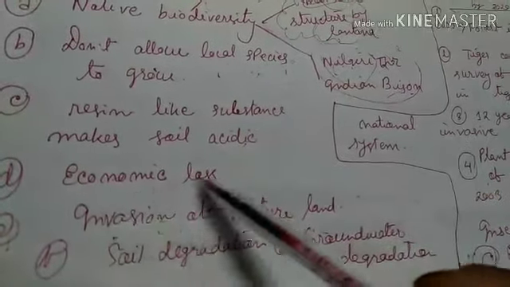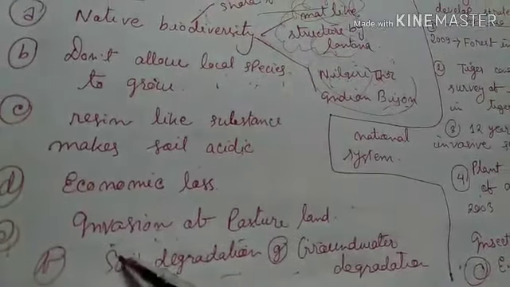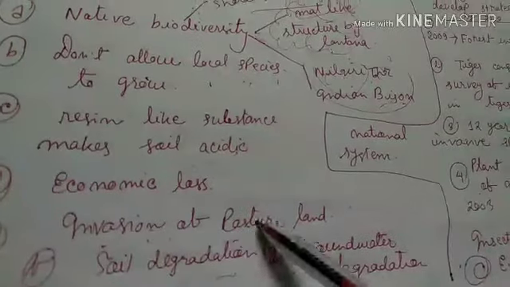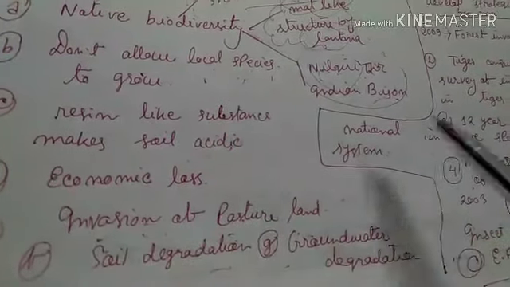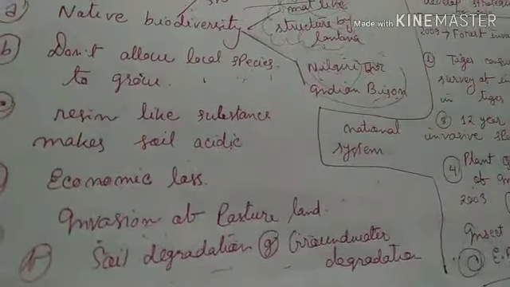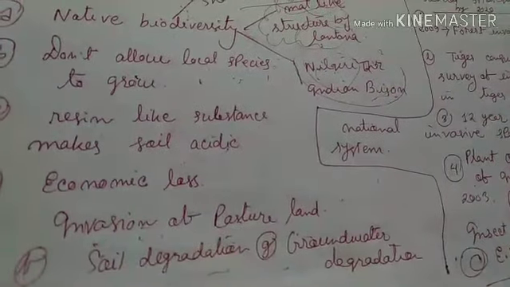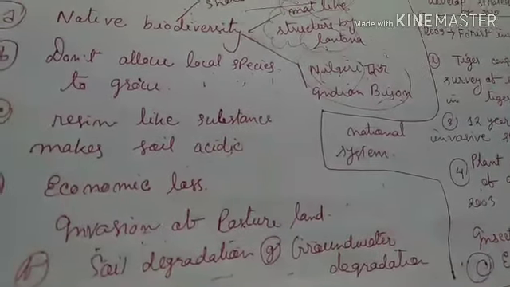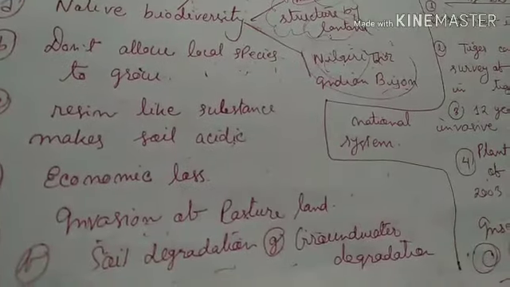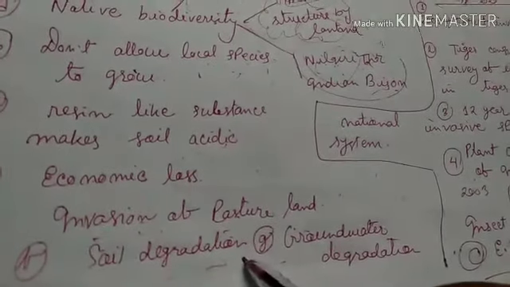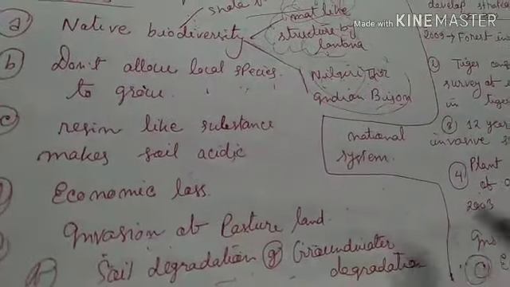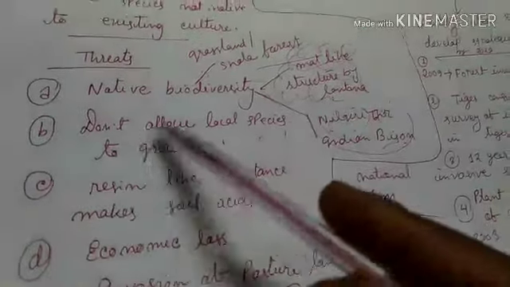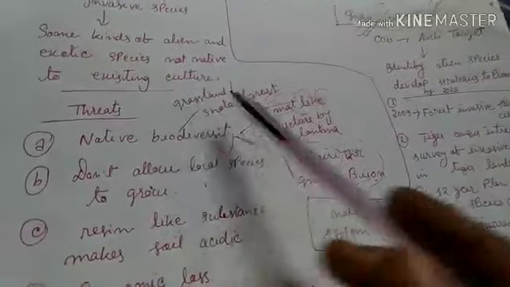They create economic loss. Their invasion of pasture land is very crucial, right? It actually poses threat to the food of the cattle. And again, soil degradation and groundwater degradation are some other prominent threats caused by invasive species.